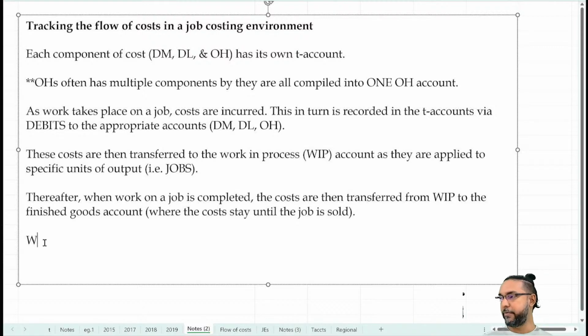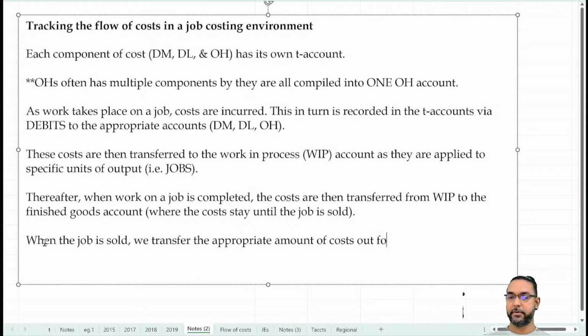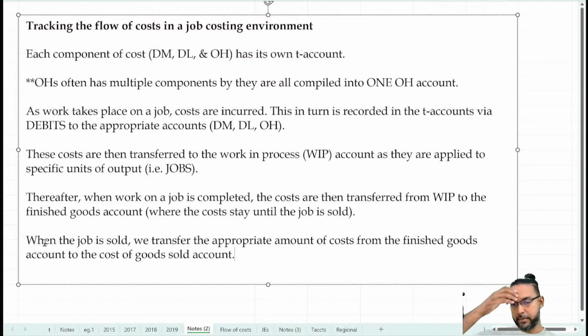I'll give you a quick story when I finish this last little paragraph. When the job is sold, we transfer the appropriate amount of costs out from the finished goods account to the cost of goods sold account. So that's what we saw on the page here.